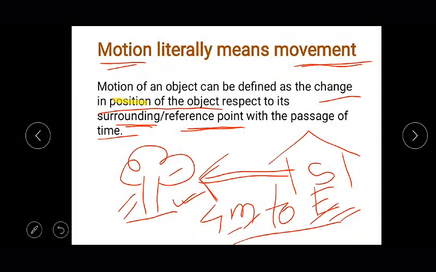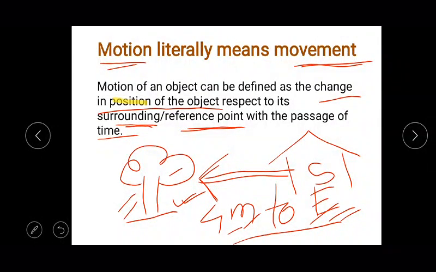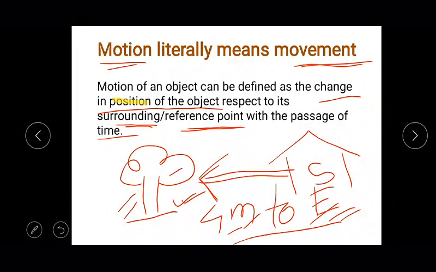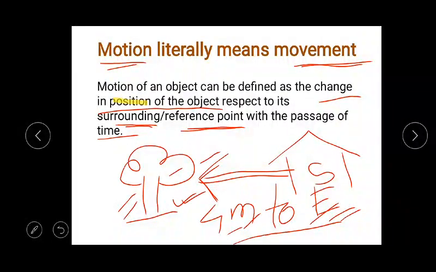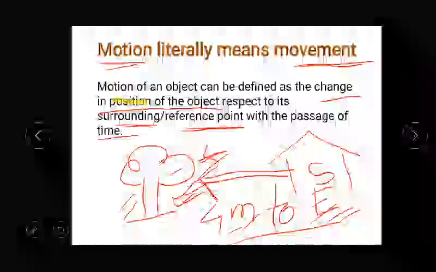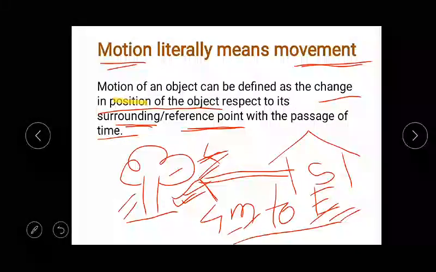But we know very well that in our surrounding we do not have only a house, but there are several other things. So we can take several other reference points. For several other reference points, the position of the tree will be different. This conclusion that the position of the tree will be different for different reference points will be clear by the next example.